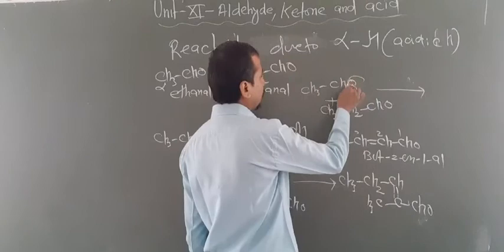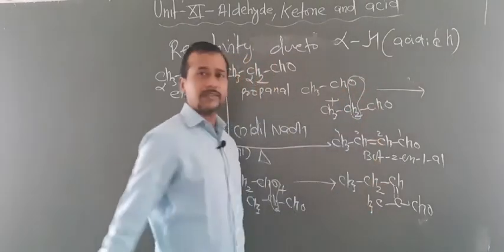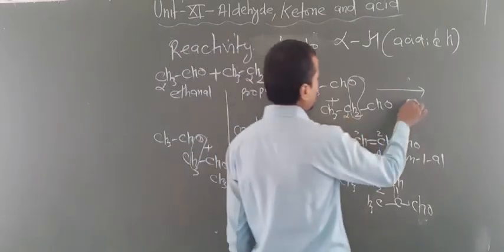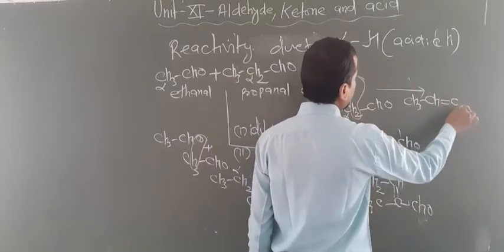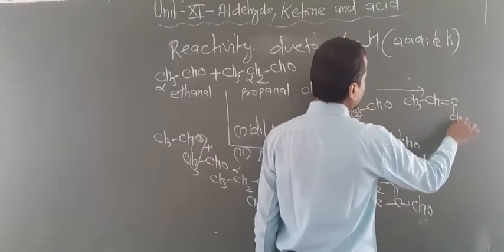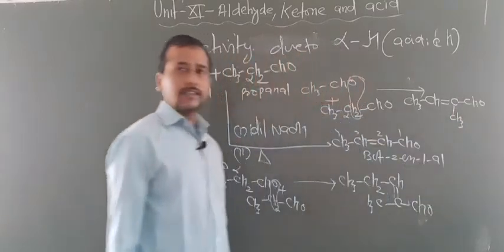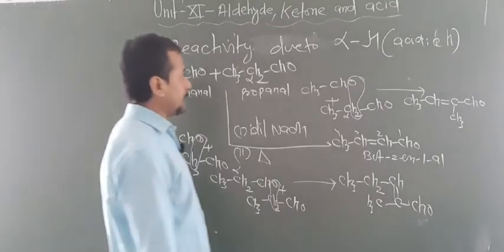You have to remove O from this aldehyde and 2H from this alpha carbon. So now you will get CH3 CH double bond C, this is the CH3 like this, and CHO. This is an example of cross aldol product because we are using two different types of aldehydes.